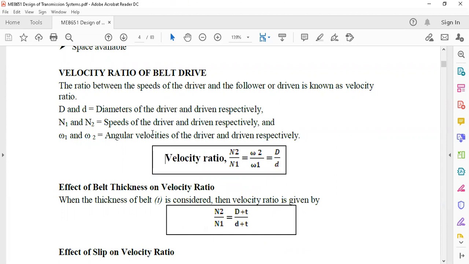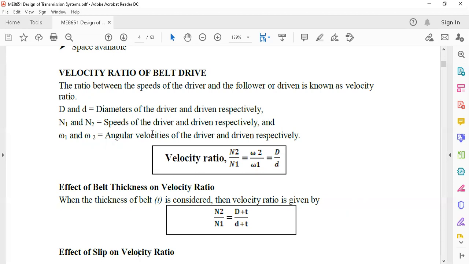And then another one is how to calculate the velocity ratios, and what the effects of belts are, and what the effects of slip are on the velocity ratios. Those are the major things we are going to discuss in this session. And we are going to solve a problem based on the velocity ratios of belt drives and the speed ratios of belt drives.